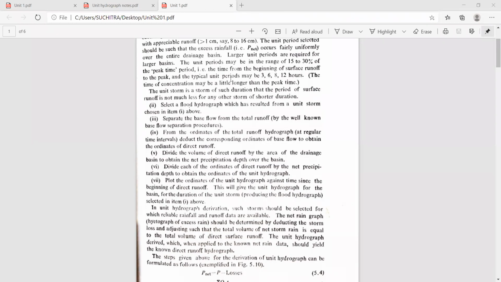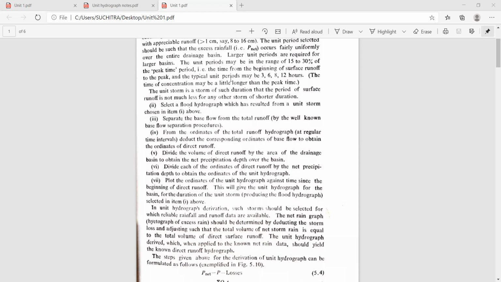So first step is from the available record, we have to select an isolated storm which is occurring uniformly over the entire catchment area, which produces a volume of runoff which should be greater than 1 centimeter, say anything above 1 centimeter. Then we have to select the unit period. So it is in the range of 15 to 30% of the peak time period, that is from the beginning of the surface runoff to the peak of the hydrograph.